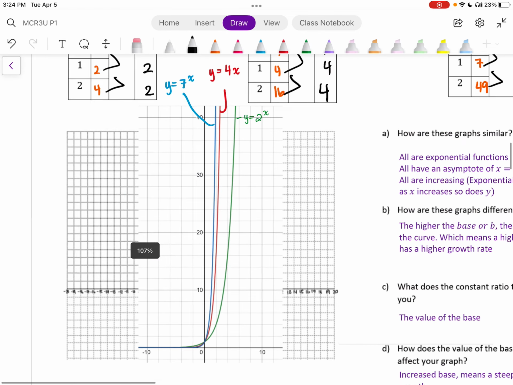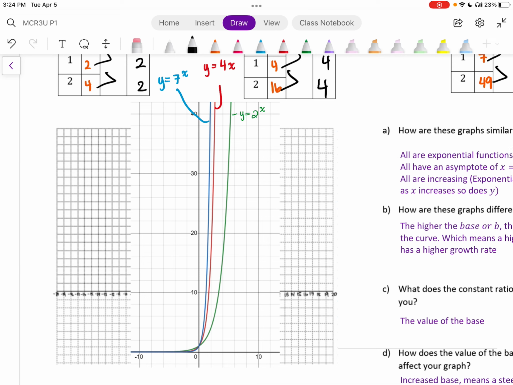Right, so then I just went ahead and I graphed these in using Desmos. Again, you can use Desmos, you can use the actual points. Either way, you'll get the same answer.